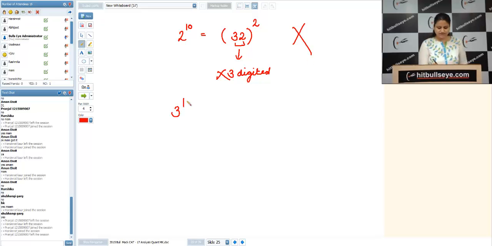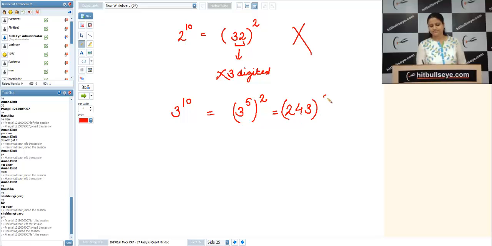Now coming to 3 raised to power 10. What is 3 raised to power 10? It is 3 raised to power 5 its square. What is 3 raised to power 5? That is 243 square. Now this is a 3-digit number. Now what was the question? It should be equal to 2 plus 4 plus 3, I mean the sum of digits, raised to power 5, which comes out to be 9 raised to power 5. So these are equal. That's why this is an option.